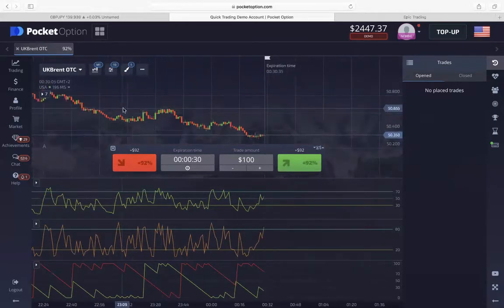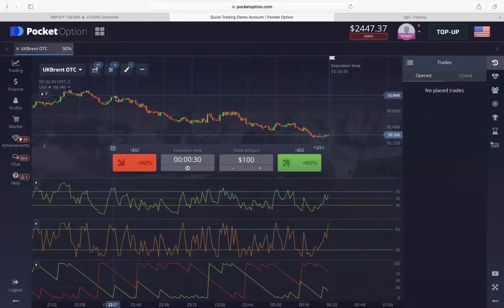So if I zoom out really quick, if I sold right here for 5 minutes, I would close in profit about right here. It doesn't matter how much. I could close in profit all the way down here, or I could close in profit just here. As long as it's 1 pip below where my entry point was, I would close the sell in profit.